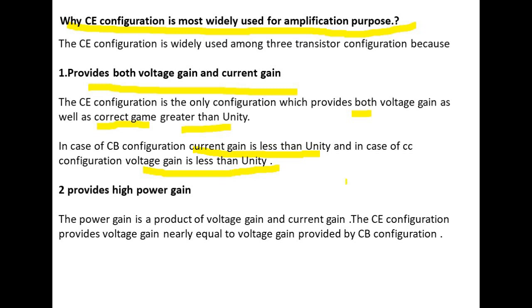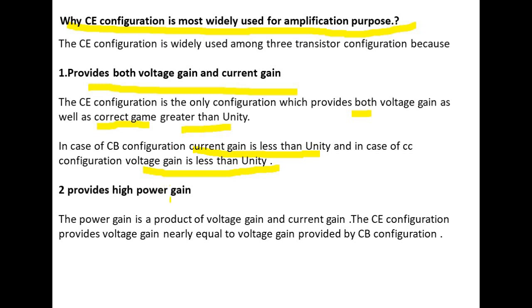It is important to note that voltage gain is maximum in case of common base configuration and current gain is maximum in common collector configuration. But in case of common base configuration, if we get high voltage gain, then current gain is less, and in case of common collector, if we get high current gain, then voltage gain is less than unity. But in case of common emitter configuration, we get both current gain as well as voltage gain greater than unity.